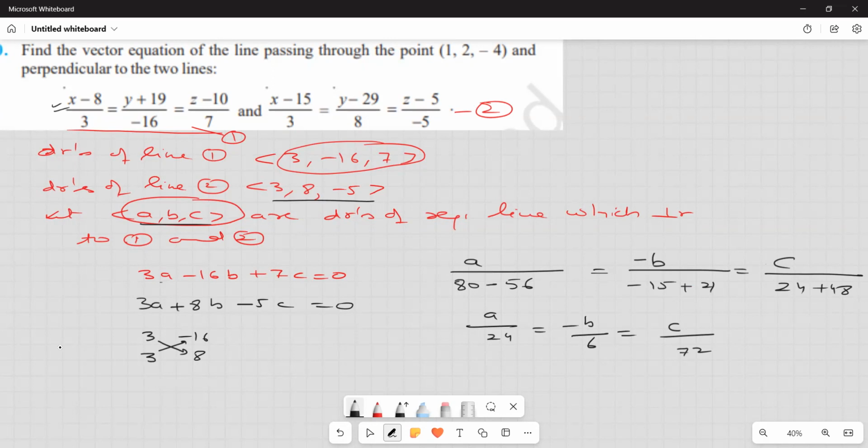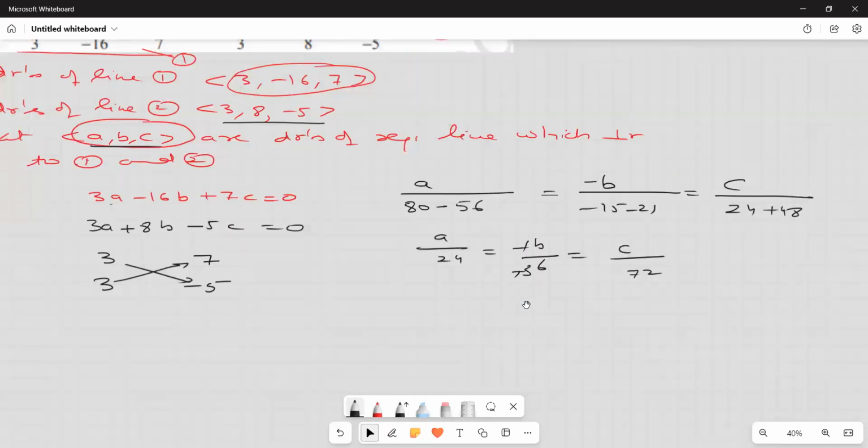No? Wait, I think we have done something wrong. B coefficients are 3, 7, 3 and minus 5. So this into this minus this into this. So minus 15 minus 21. So that will be minus 36. Minus minus cancel. So we are getting A by 24, B by 36.